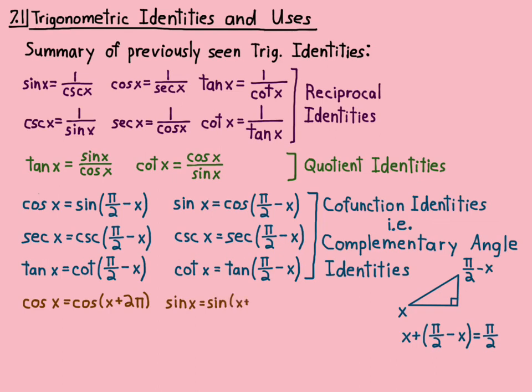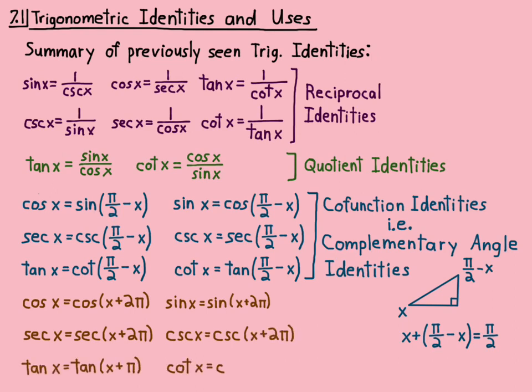Okay, and then these are period identities. So cosine x equals cosine x plus 2 pi. The period is 2 pi. Sine x equals sine x plus 2 pi. Secant x equals secant x plus 2 pi. Cosecant x equals cosecant x plus 2 pi. Tangent x equals tangent x plus pi. Cotangent x equals cotangent x plus pi. Those are the period identities.